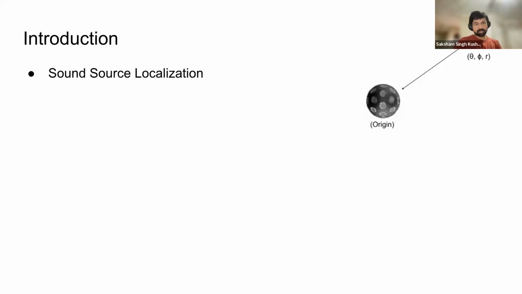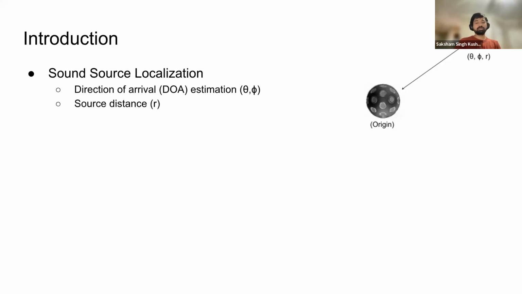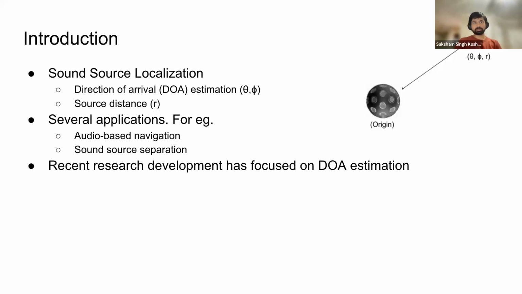Sound source localization is the task of finding the location of a sound source relative to a microphone. It can be broken down into two subparts: the direction of arrival of a sound in terms of azimuth and elevation angles, and the distance between the sound source and the microphone. It has many applications such as sound source separation, audio-based navigation, and urban surveillance.